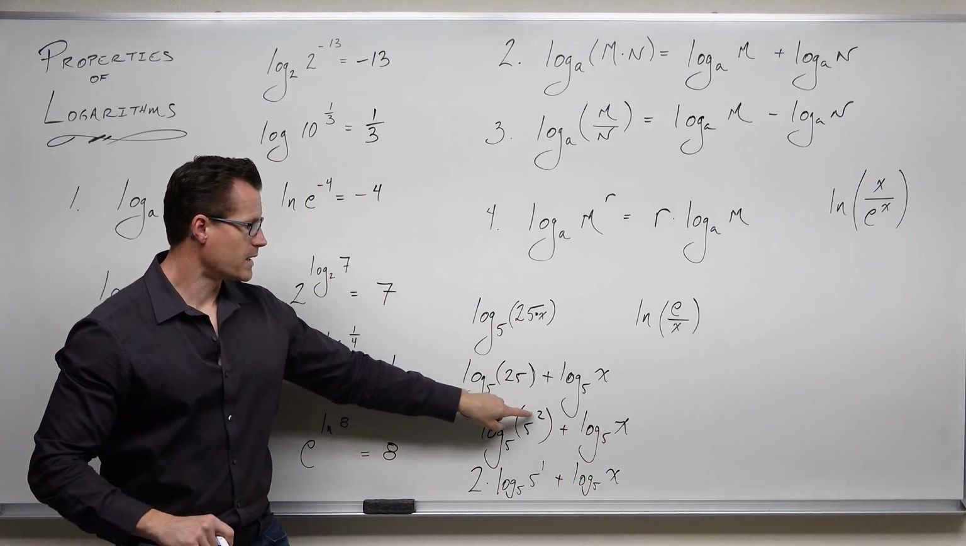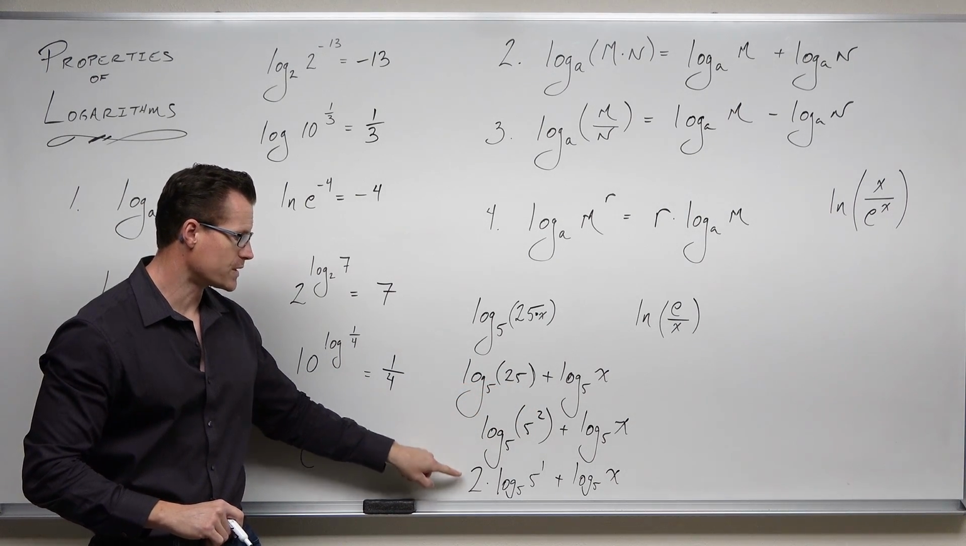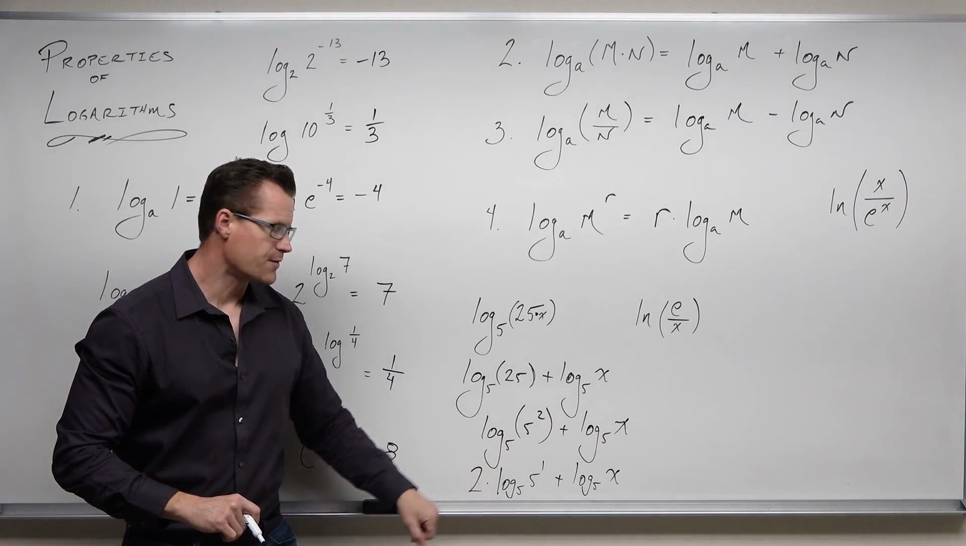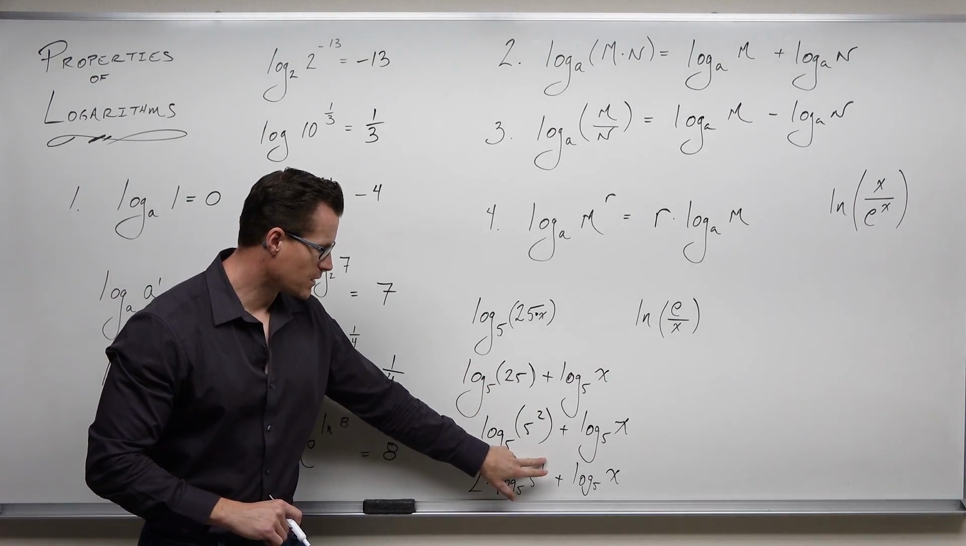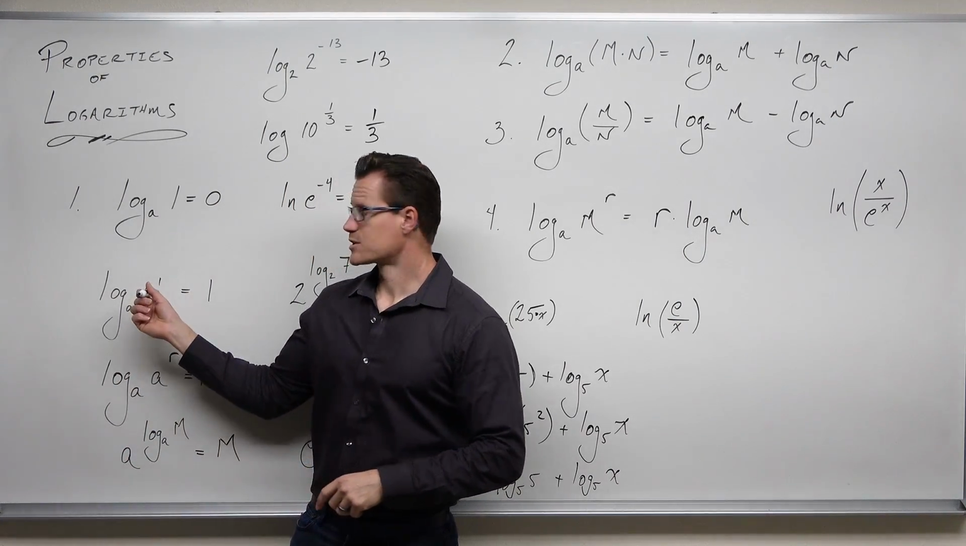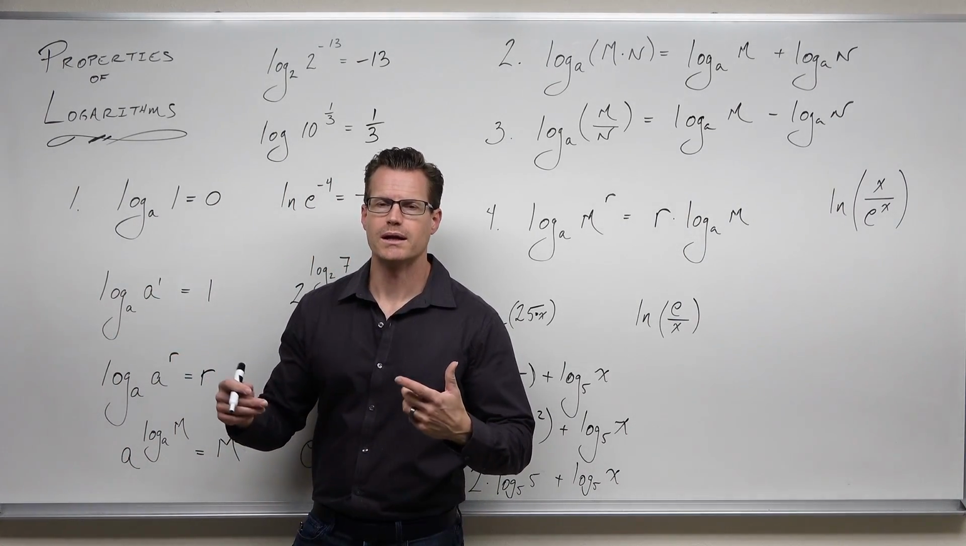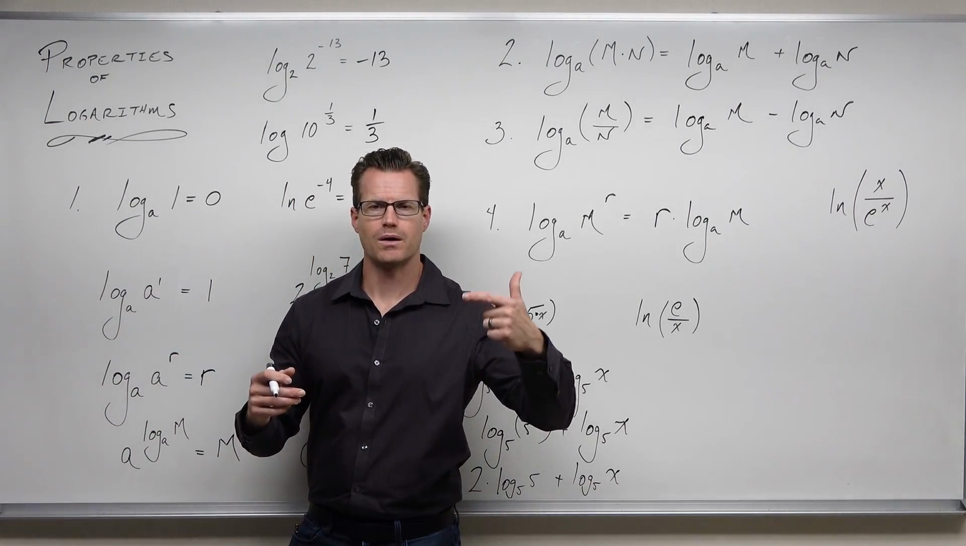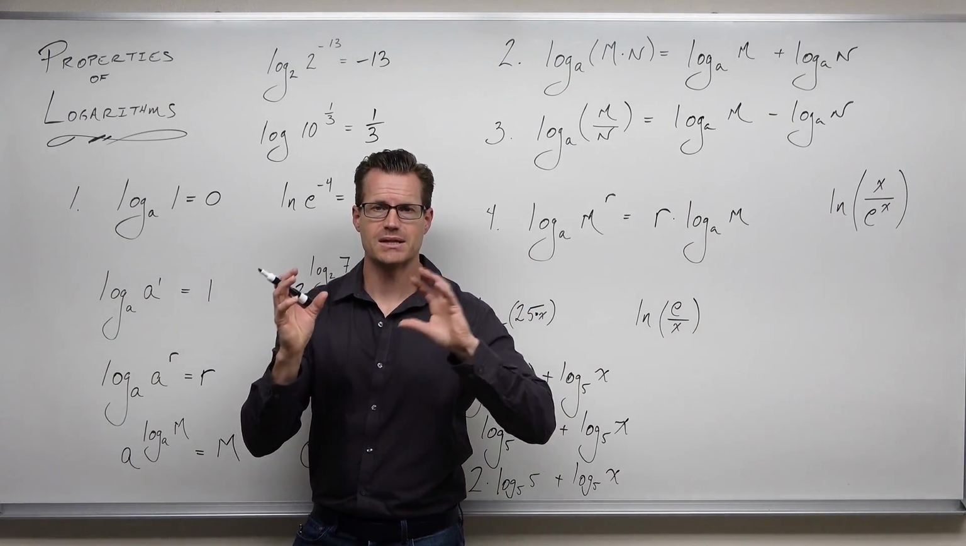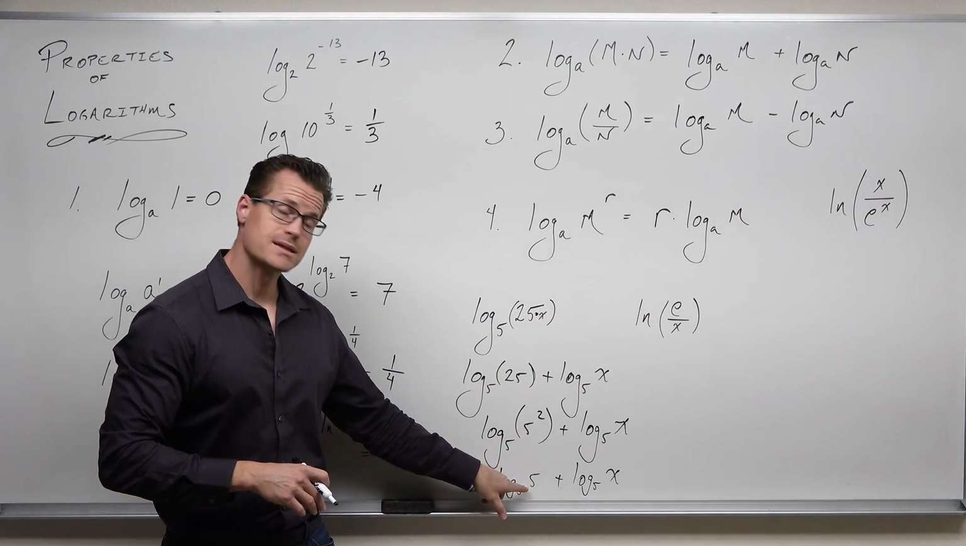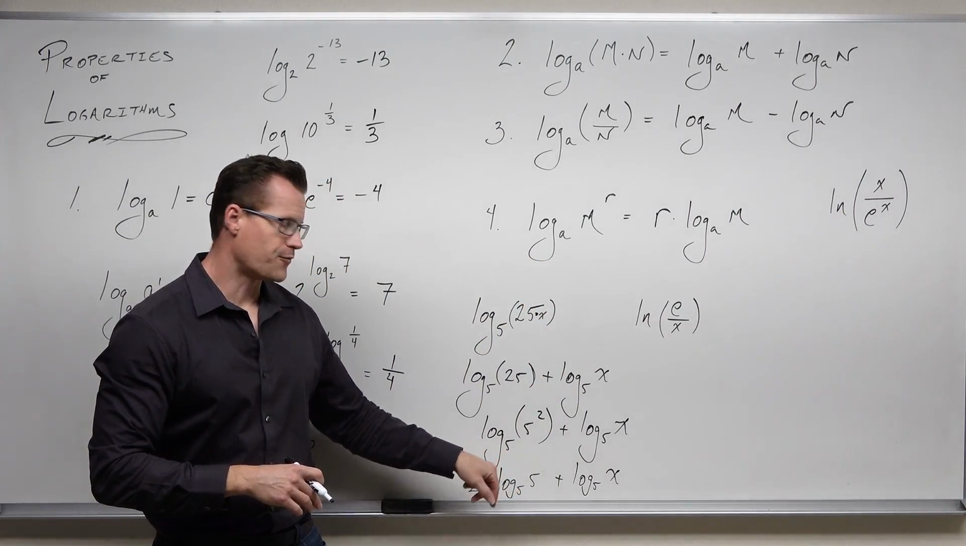Well, that's possible. Here's my exponent. I can move it to the front as a coefficient. Log base 5 of 5 to the first power, or simply log base 5 of 5. That's this property. That's going to give you 1. Oh, wait. Hey, do you remember that on every single logarithm we have the base comma 1? That's what that's saying.